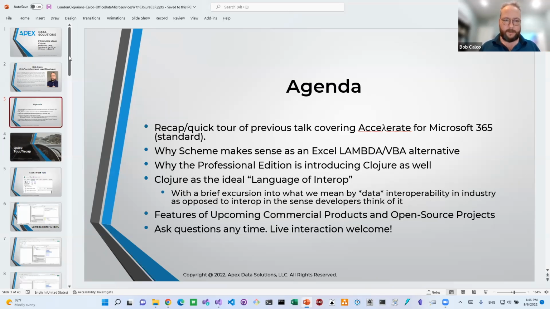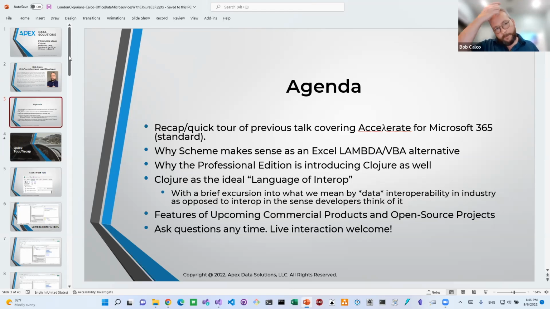That'll get into a discussion about Scheme, which was the first Lisp that we introduced to this solution, and why it makes sense, particularly in the Excel context, as an alternative perhaps to lambda functions that were recently added to the 365 version and to traditional VBA development. That will lead into a discussion about why the professional edition is going to introduce Clojure as well.